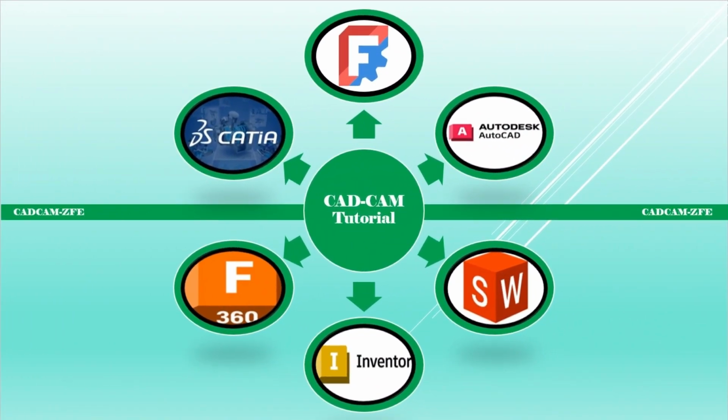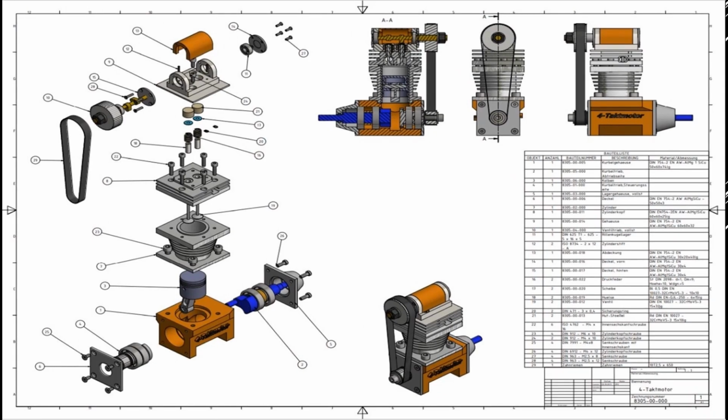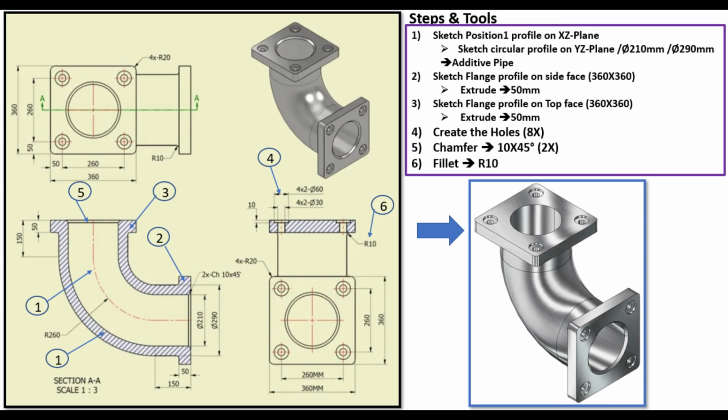In this tutorial, you learn, in addition to the FreeCAD sketching, also about the application of FreeCAD tools like Extrude, Hole, Additive Pipe, and Chamfer. This is the exercise for today that we need to convert this 2D drawing into 3D solid part. Here you find the steps and the tools that I used to create this 3D solid part.